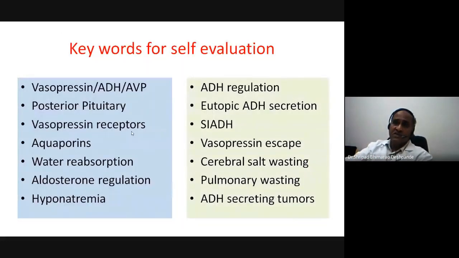Now, these are the key words for self-evaluation: vasopressin, ADH or arginine vasopressin, posterior pituitary, vasopressin receptors, aquaporins, water reabsorption, aldosterone regulation, hyponatremia, ADH regulation, and ectopic ADH secretion. I mentioned non-osmolar ADH secretion, SIADH, vasopressin escape, cerebral salt wasting, pulmonary salt wasting, and ADH secreting tumors. I think I covered all of them in one point or the other.